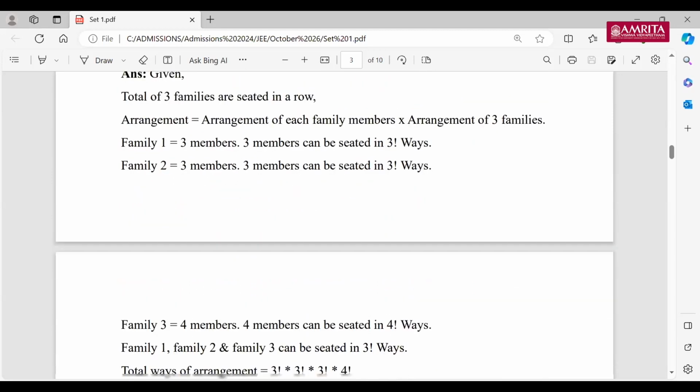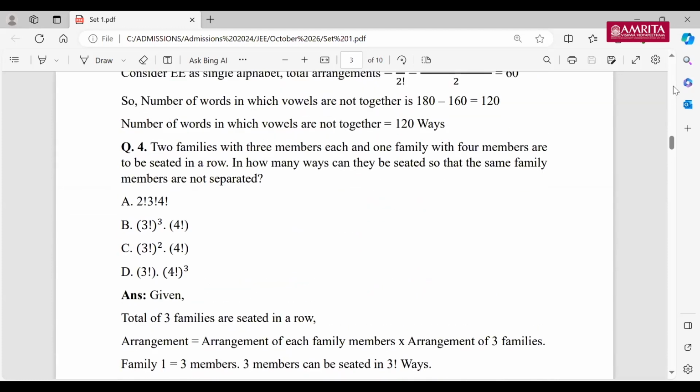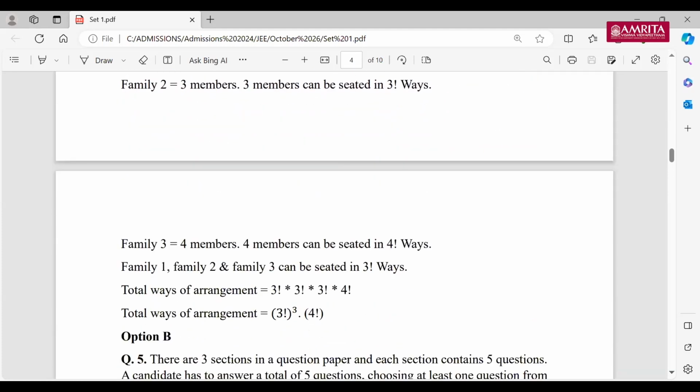Okay. So I hope this question is clear, because I need to take each family and arrange all the members of the family. Then I need to consider each family and arrange them. So family 1 is 3 factorial. Family 2, it's 3 members. Family 3, it's 4 members. And I need to arrange all the families. First, I have concentrated on members of each family. Then I have concentrated on family 1, 2, and 3. Okay. Now, I hope it's clear.